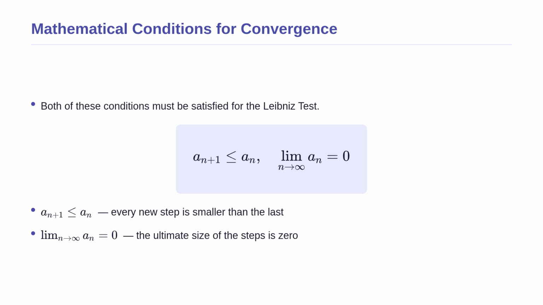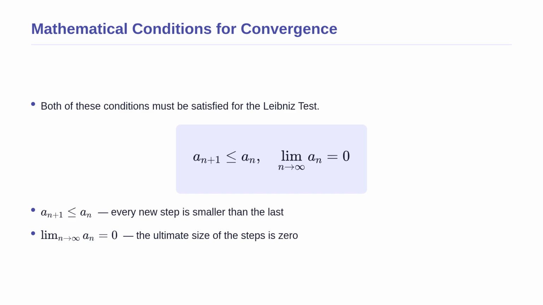Here, we see the two exact conditions of the Leibniz test. The first part of the formula, a sub n plus 1 is less than or equal to a sub n, represents the requirement that the sequence of positive terms must be decreasing. The inequality ensures every new step we take is smaller than the step before it.